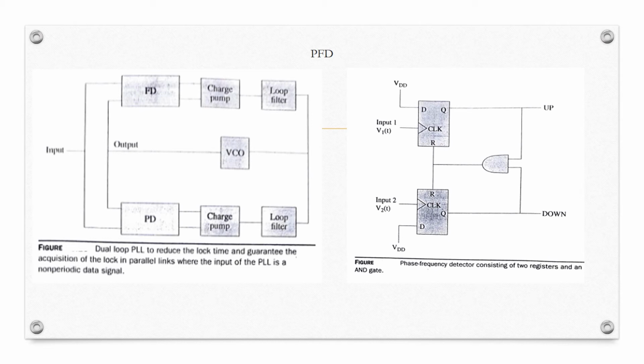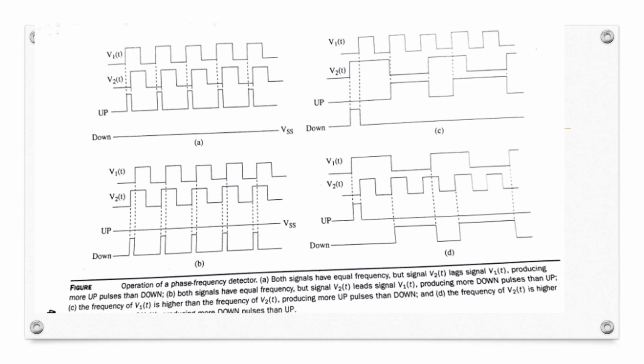So this is called the D flip-flop based phase frequency detector, or you can say sequential phase detector. What is it used for? Phase error from 0 to 2 pi. Not only that, it can also be used when both the frequencies are not the same. So you can see here, this 4 diagram explains the working of the sequential phase frequency detector.